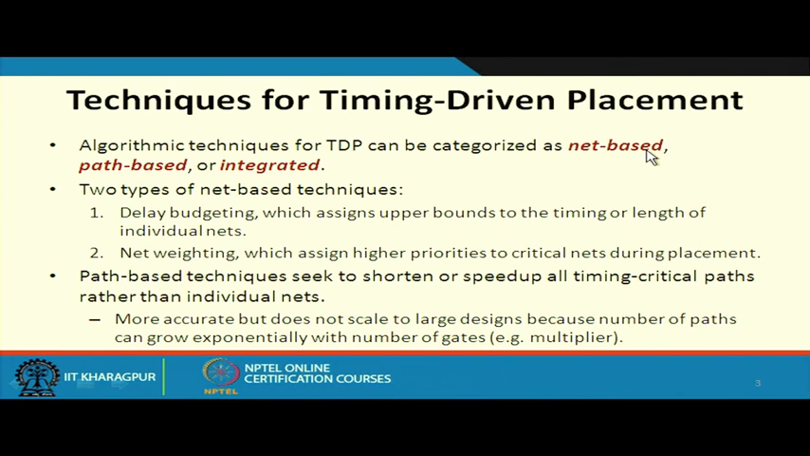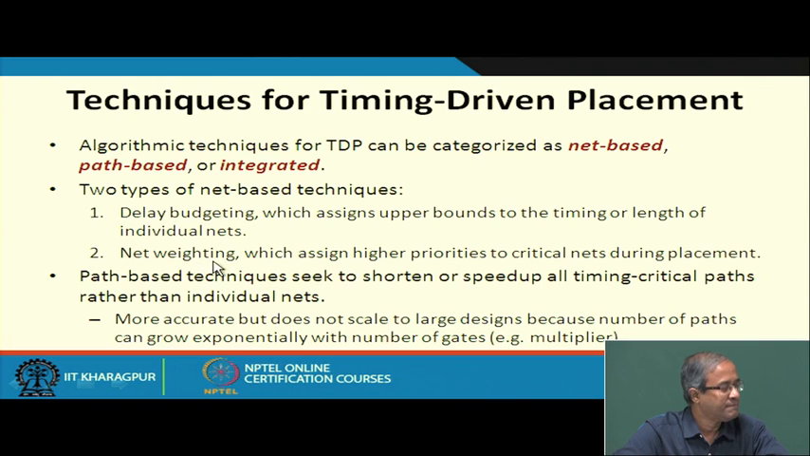So for the net based technique, as I said, you have to do some kind of delay budgeting. You have to assign some delay values to the nets. You can assign some kind of upper bounds to the timing or lengths of these individual nets, and you can also use some method for net weighting. So you identify which nets are critical.